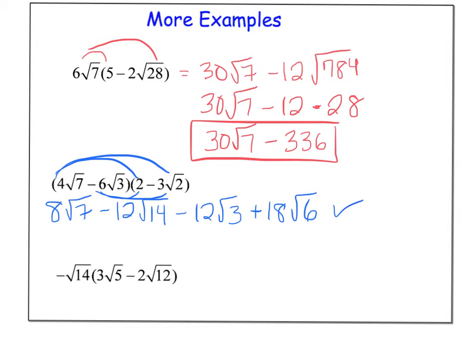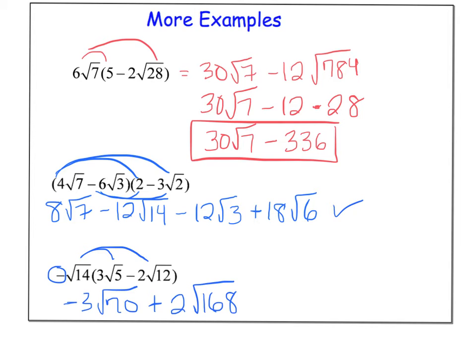That's not so bad. And then one last final one, which is back to distribution. So I get this negative square root of 14. So I'm going to take 14 times 5 and get 70 under my radical. This is a negative 3 because of this negative sign. 70 under my radical. And then 2 negatives here make a positive 2 when I multiply those parts. And then when you take 14 times 12, you get 168. So I'm sure I can reduce these two.